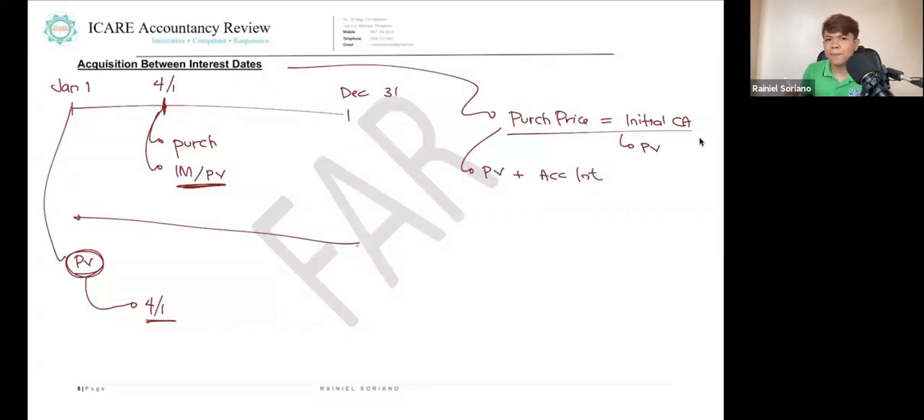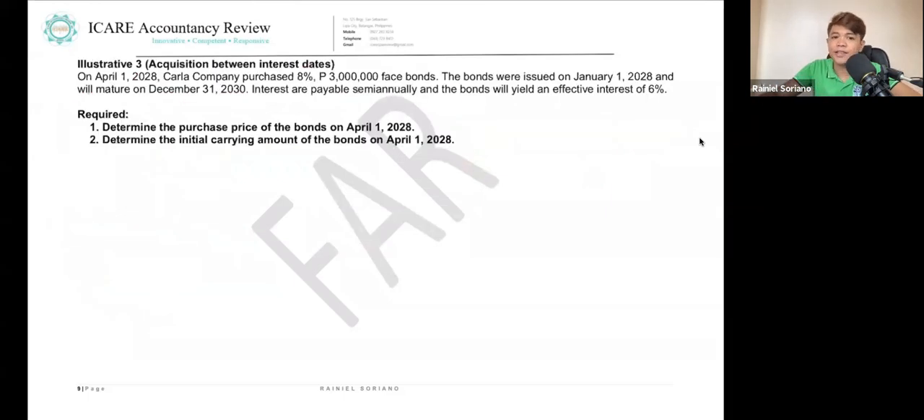Okay? So sir, kapag on interest dates pa, kagaya po kanina, same lang po bang purchase price at yung initial carrying amount? Yes. Kapag same yung interest date payment at saka yung acquisition date, wala tayong problema. Ang problema lang talaga natin is kapag in between interest date. Okay? So para mas magets natin yan, punta tayo dito sa illustrative problem number 3.